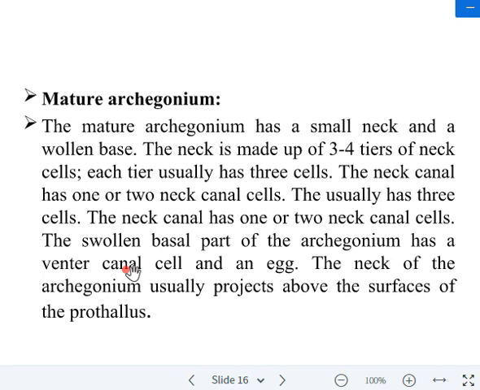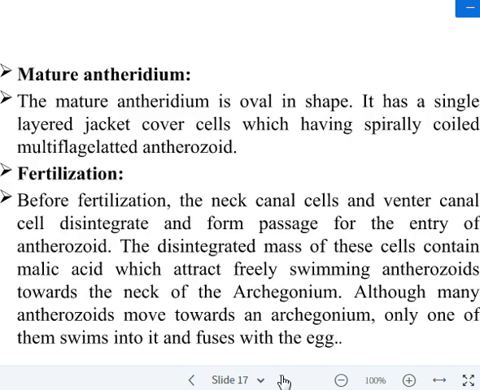And during fertilization, what happens? The neck cells also dissolve, and the neck canal cell and ventral canal cell degenerate and provide malic acid and fumaric acid, which attract the anthrazoids toward the archegonium, as discussed in Selaginella.